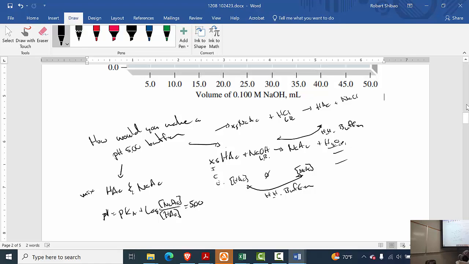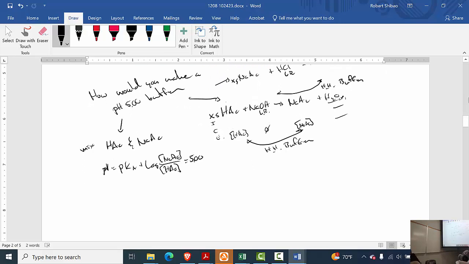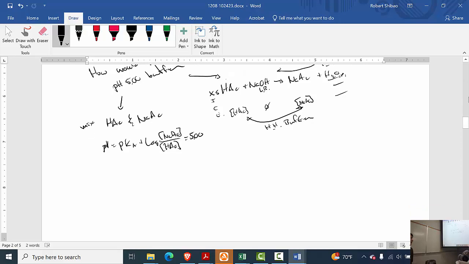So what we're going to do is not use a pH meter. We're going to calculate how many milliliters I need to add.